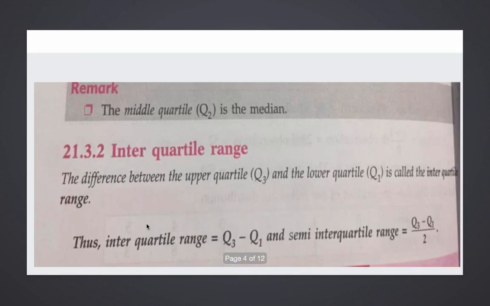So this formula you already know. Last is the interquartile range. If the examiner asks you interquartile, don't get confused.